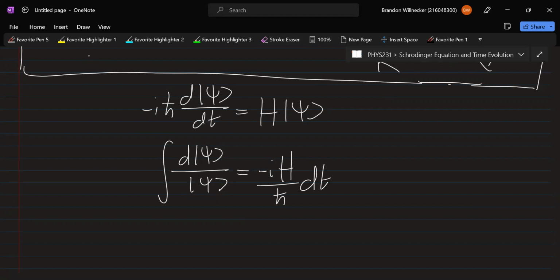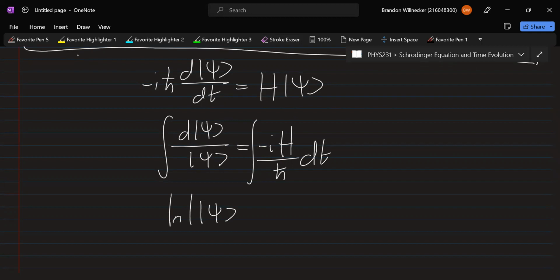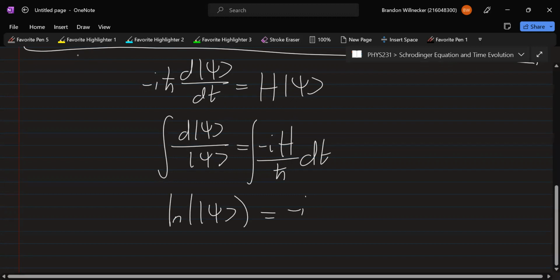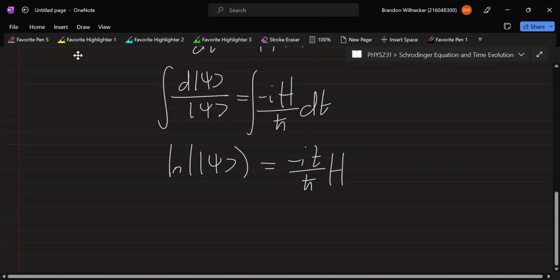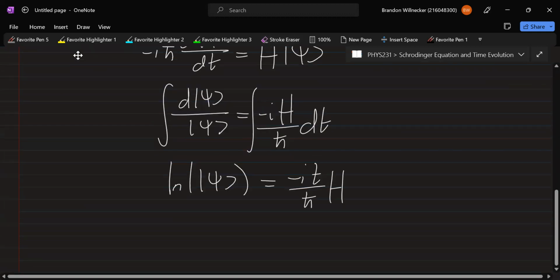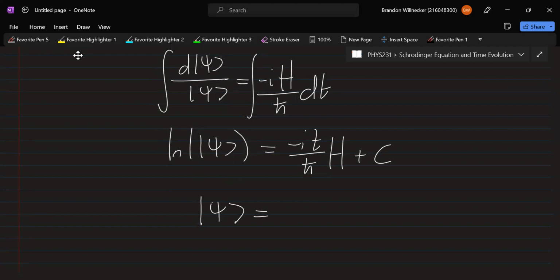Dt. Okay, now we can integrate both sides, and then we get the natural log of the state vector is equal to minus RT over h bar times H, plus some constant. Then we can exponentiate both sides, and we get that the state vector is e to the minus RTH over h bar. And when we exponentiate this constant, we get a multiplicative constant in front.